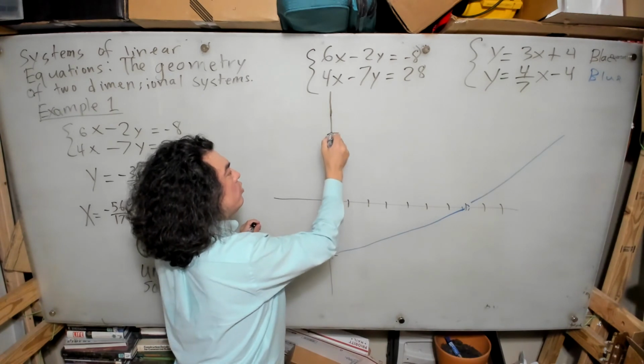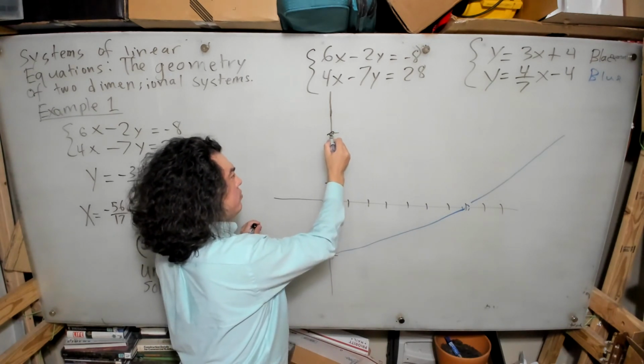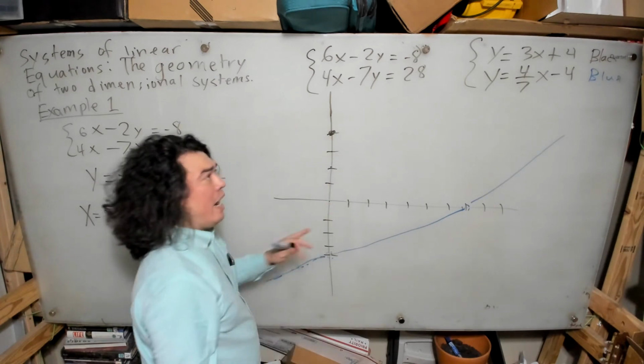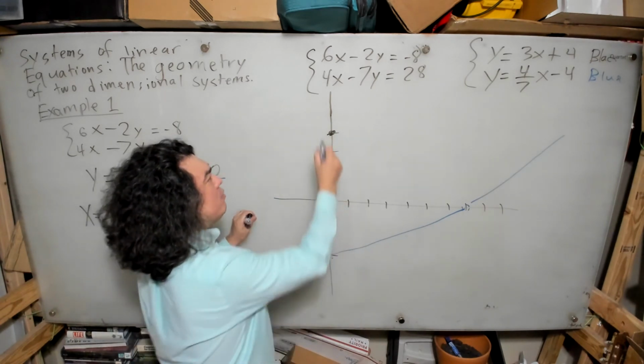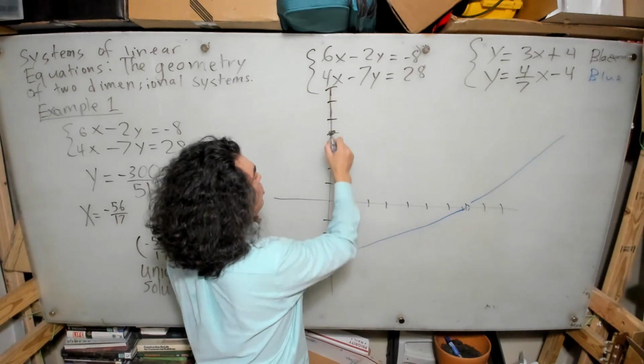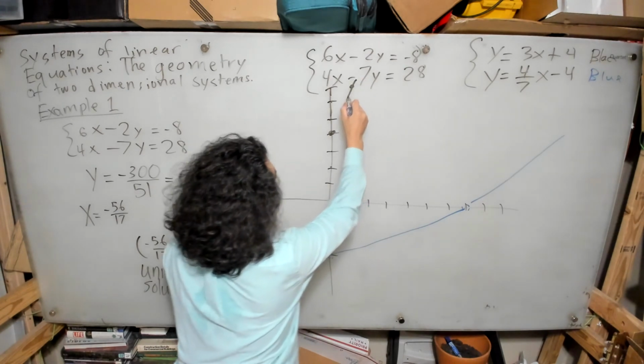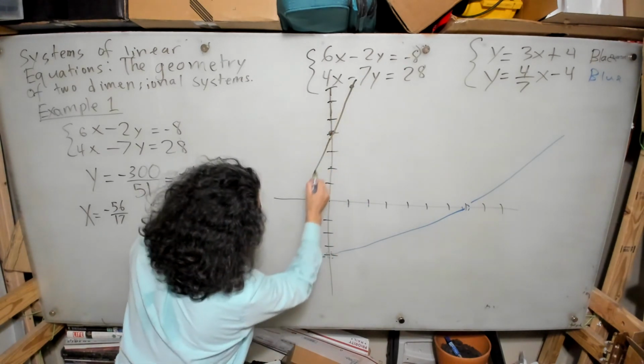I start from 0. 1, 2, 3, 4. It's that point. And it has slope 3. That means I'm going to go 3 up and 1 to the right. So 1, 2, 3, and 1 to the right, like this. And so then I'm going to draw that line, and it's going to drop down like this.